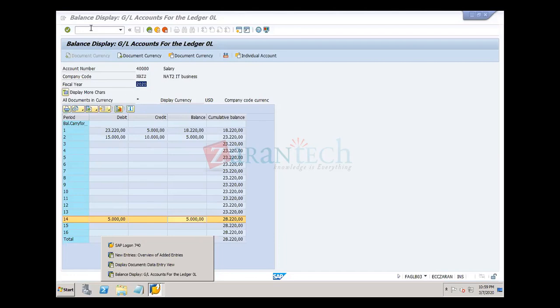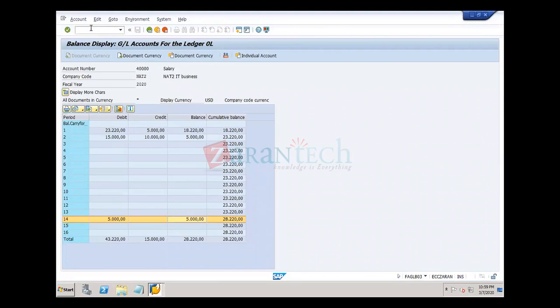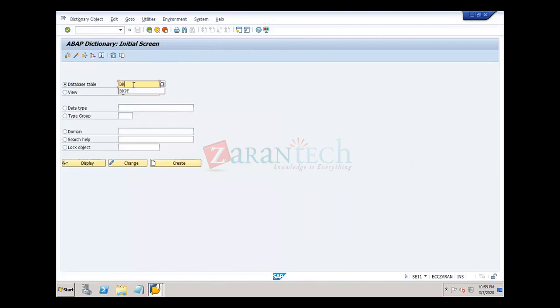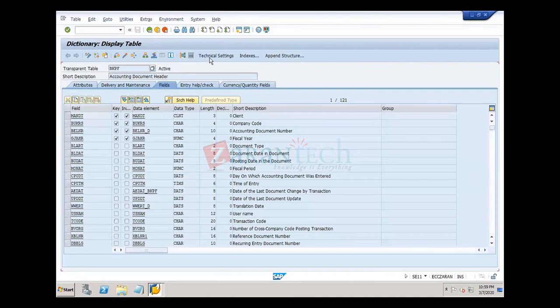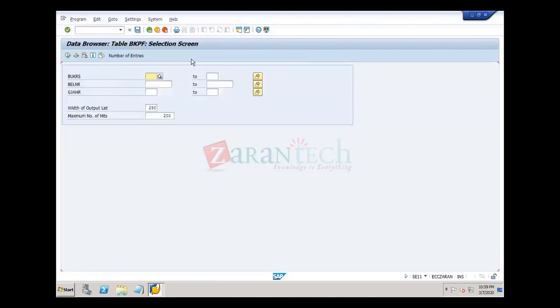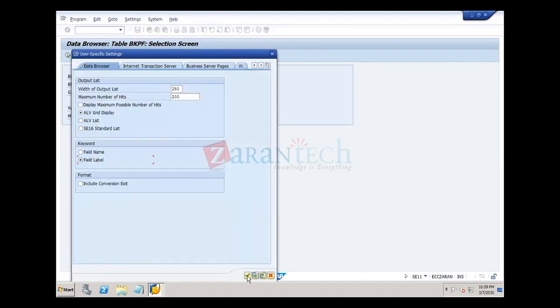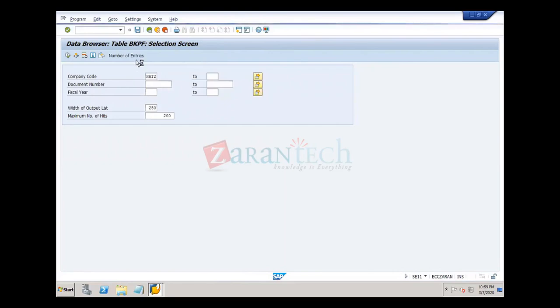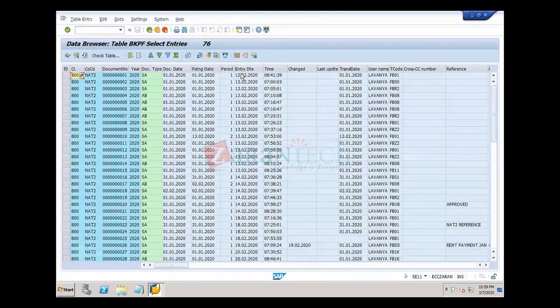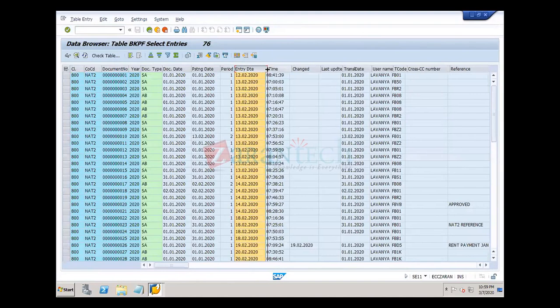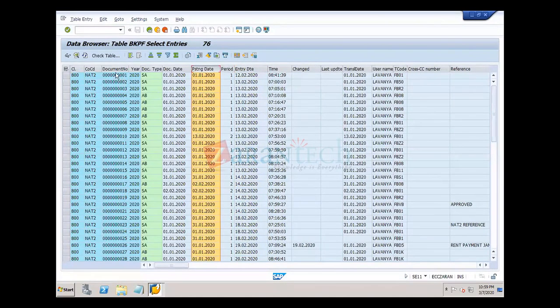So if you go to the BKPF table, SE11, BKPF table display, you will be able to see this in the table. Let me just show you. Entry date, that is nothing but a creation date. Posting date, document date, you'll be able to find it here. Okay. So 3 dates are there.